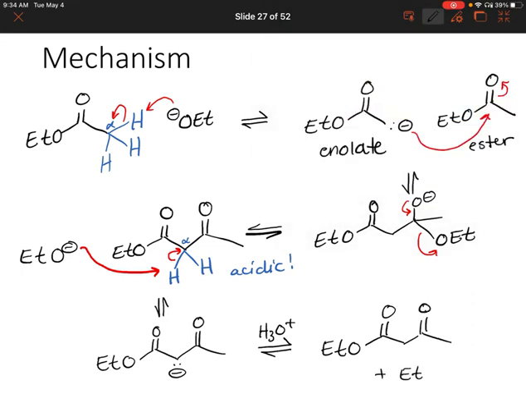And then one of our byproducts is the conjugate acid of our alkoxide base. So in this case, we formed ethanol. And we could probably just use the difference in physical properties to boil off the ethanol or remove it in some way.